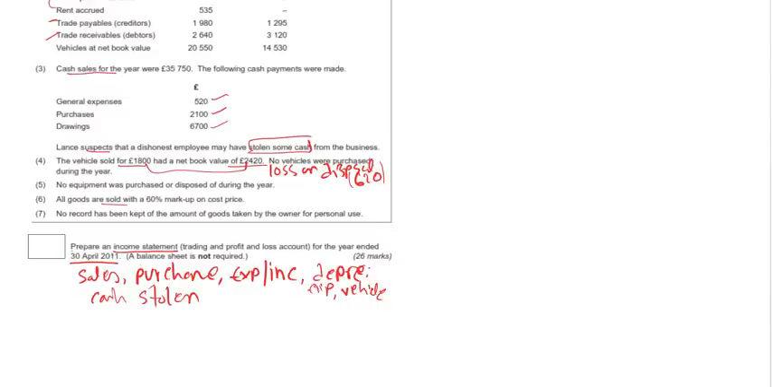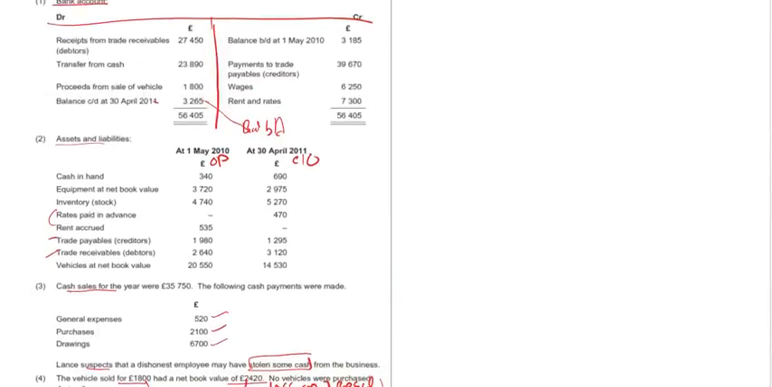Goods sold during the year at 60% markup. We might need it. They don't give you information just like this. No record has been kept of the amount of goods taken by the owner for personal use. It's the drawings. Now, with the 60% markup, we might have to do a mini trading account for the goods drawings. So bear in mind goods drawings. I would say pretty much that's it. There's no income so far. We'll have to do an expense account. Okay, let's start with our workings.